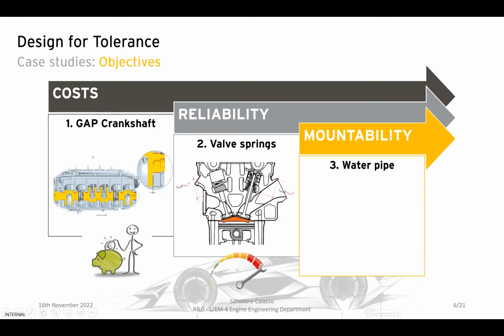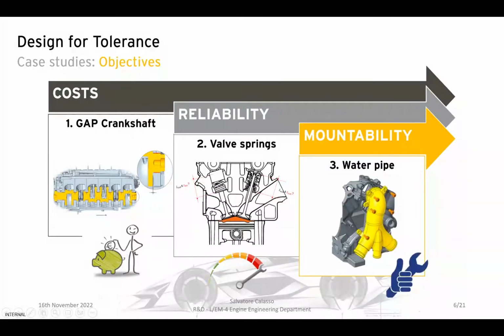The second one is to check the valve spring length variability in order to allow the right performance, but also to get the right reliability of the component itself. The third one is, for example, a water pipe mountability, in which our goal is to ensure the mountability of the part, in particular between the screw and the two parts, so the pipes and the block itself.